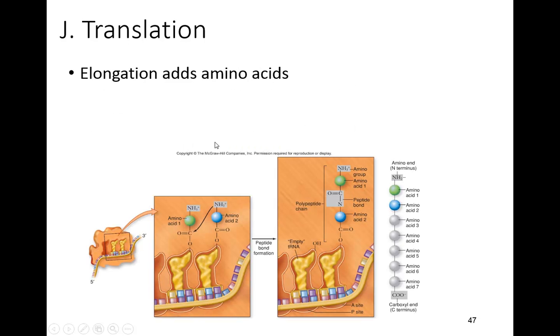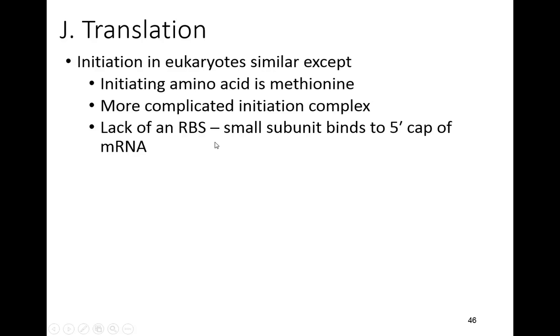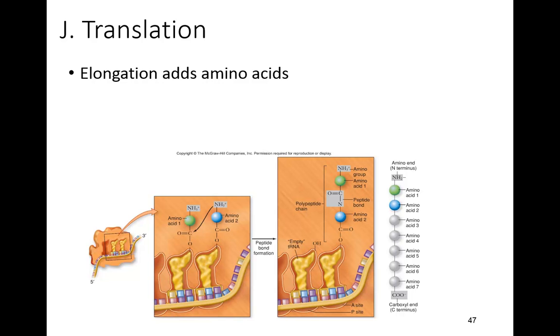It's very similar in eukaryotes, except the amino acid is methionine instead of formylmethionine. And it's a more complicated initiation complex rather than just a few simple functions. You have a bunch of translation factors, or translation proteins, all adding at the same time. And it doesn't have an RBS. It has a small subunit that binds to the 5' cap of the messenger RNA.